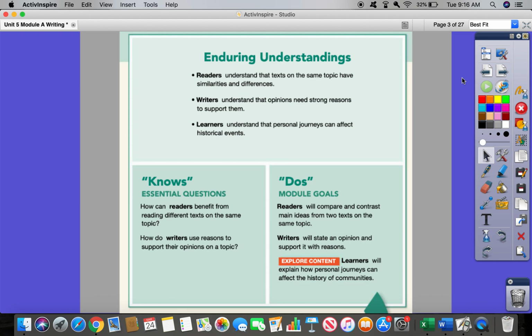Okay, so with this new unit, what we're going to be focusing on as writers, right, are enduring understandings. So writers understand that opinions need strong reasons to support them. So we're going to be focusing on opinion writing. Our knows are essential questions. How do writers use reasons to support their opinions on a topic? And our do's are module goals. Our writers will state an opinion and support it with reasons.